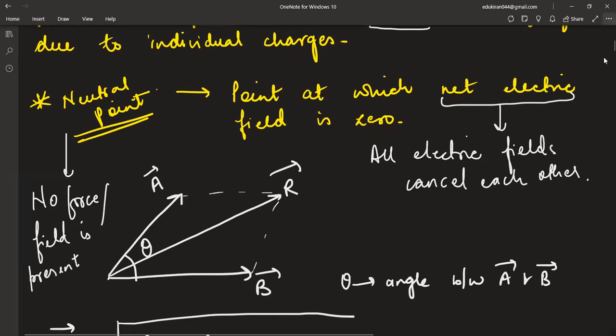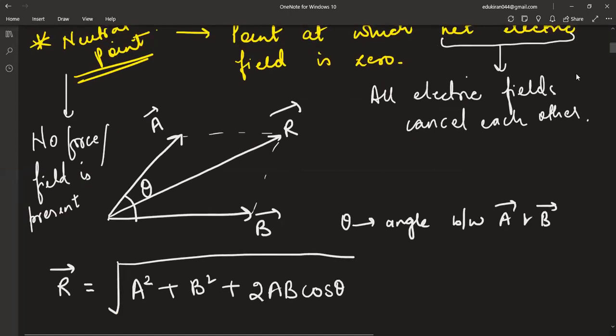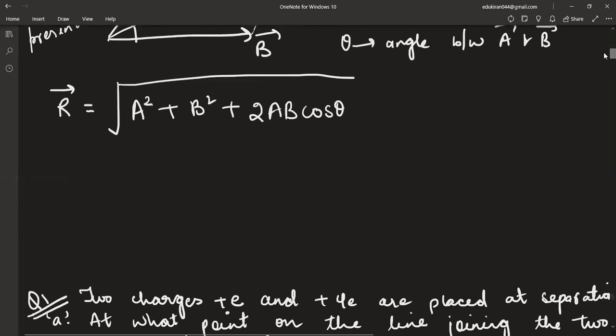This is just a note point for all those who have forgotten the vector law, that is your parallelogram law. If two vectors are representing the adjacent sides of a parallelogram, their resultant is represented by the diagonal of the parallelogram. And theta is the angle between A and B. So we write R as under root A square plus B square plus 2AB cos theta.